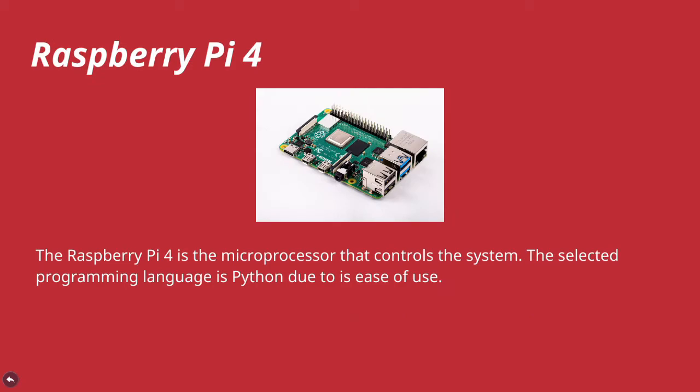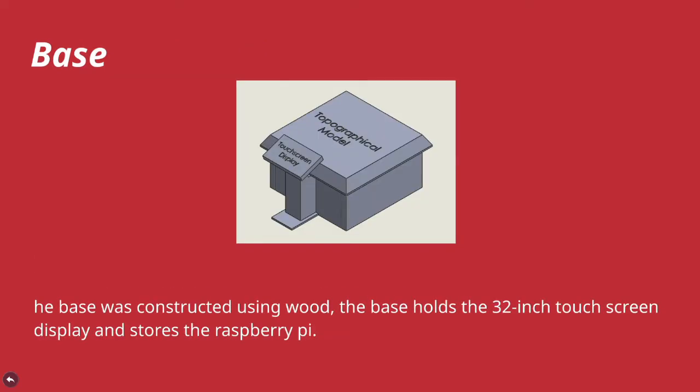Raspberry Pi 4. The Raspberry Pi is the microprocessor that controls the system. The selected programming language is Python due to its ease of use. Base. The base was constructed using wood. The base holds the 32-inch touchscreen display and stores the Raspberry Pi. The base will hold the majority of the components and subcomponents, along with the main topographic map of the lower basin of the Colorado River.